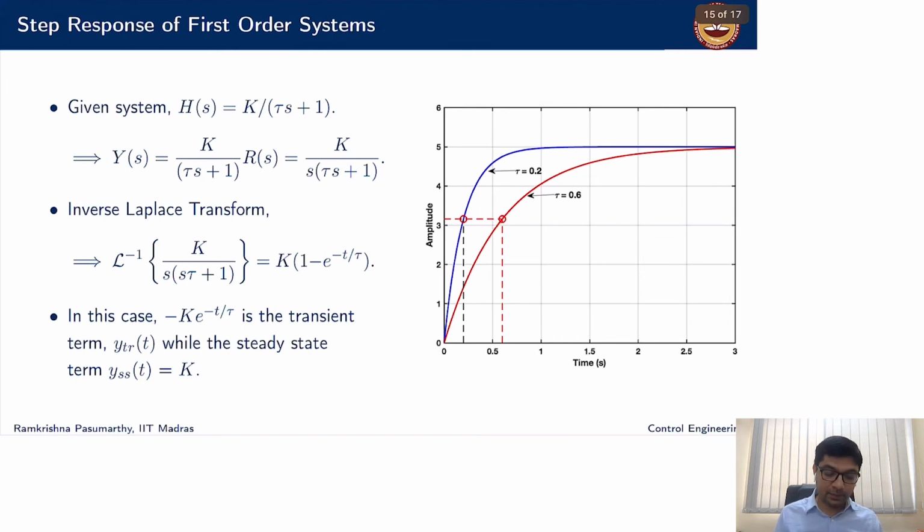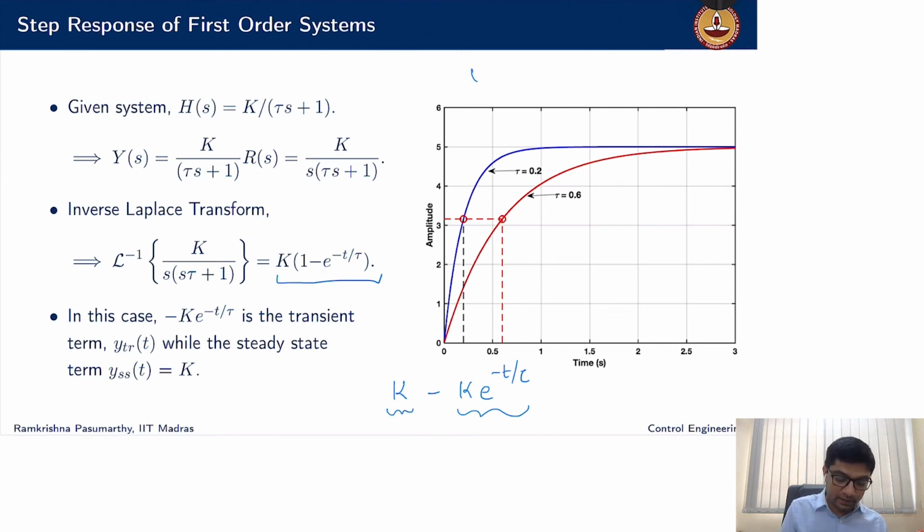Then I look at the step response. What if the input is a step? Then, okay, I do all the math, the Laplace, inverse Laplace, and I get something like this. So two things here I have. I have k minus k e to the power minus t over tau. This is a transient term because it dies down at steady state. This is the transient term, and this is the steady state term.